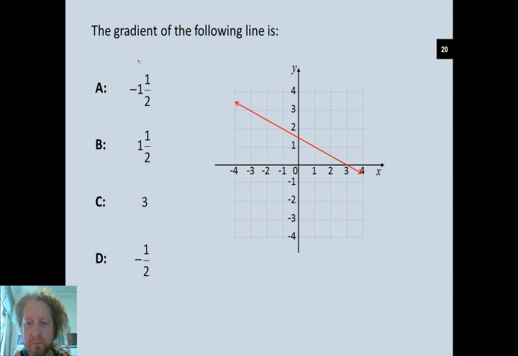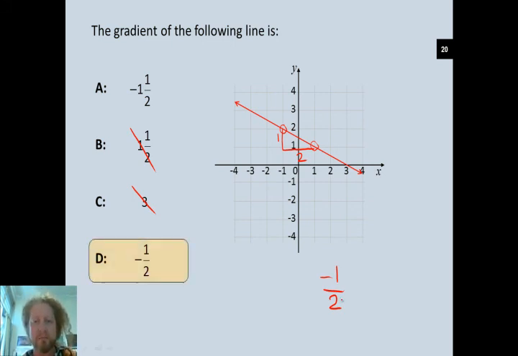Another one. Again, I might guess that's 1.5, but no. Choose some nice points where it's cutting. There we go. It's cutting through there and there. You can see it's a negative gradient. And vertically it's a 1, horizontally it's a 2. So vertically it's gone down 1 over a run of 2. Yes, it's a negative half. It's D all the way.